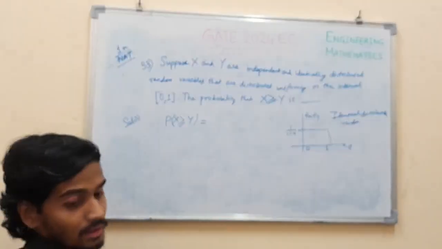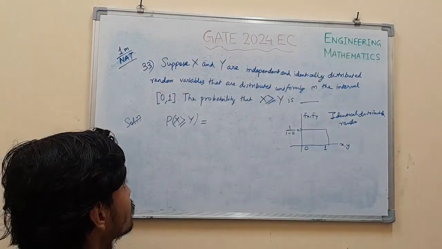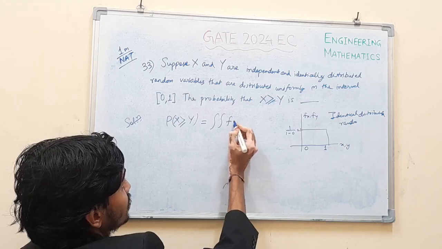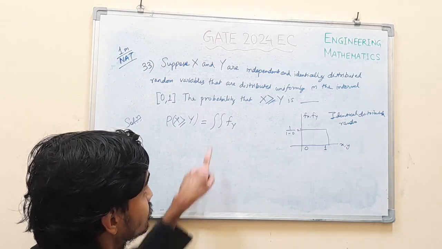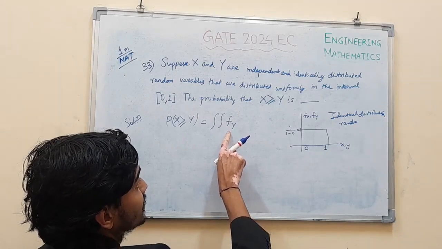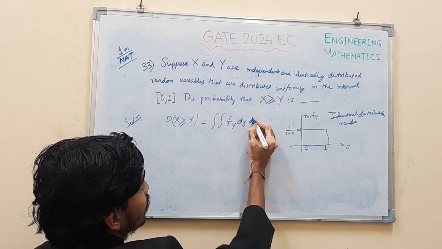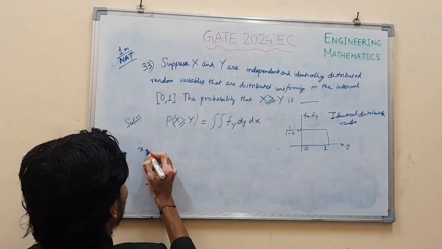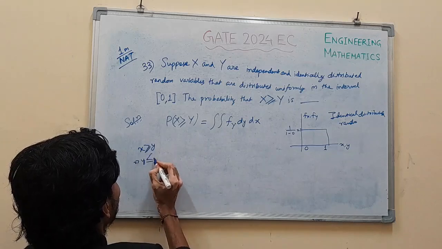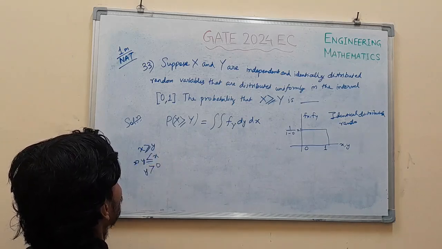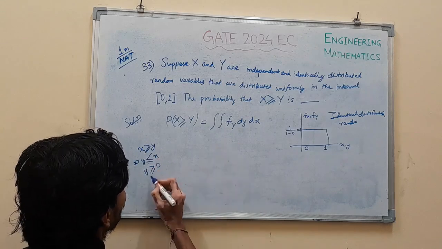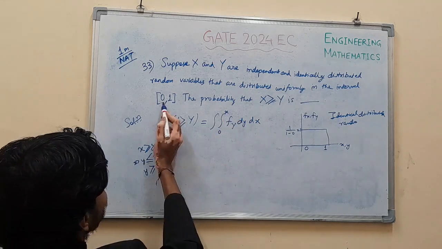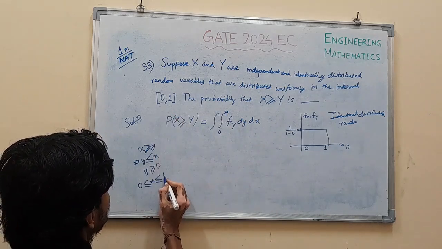So the required probability of x greater than or equal to y will be a double integral. The integrand will be f of y, the probability density function of y, dy, and outside is dx. The limits of y: x is greater than or equal to y, so y is less than or equal to x, and also y is greater than or equal to 0. The limits of y will be 0 to x, and the limits of x will be 0 to 1. So we put the limits here.